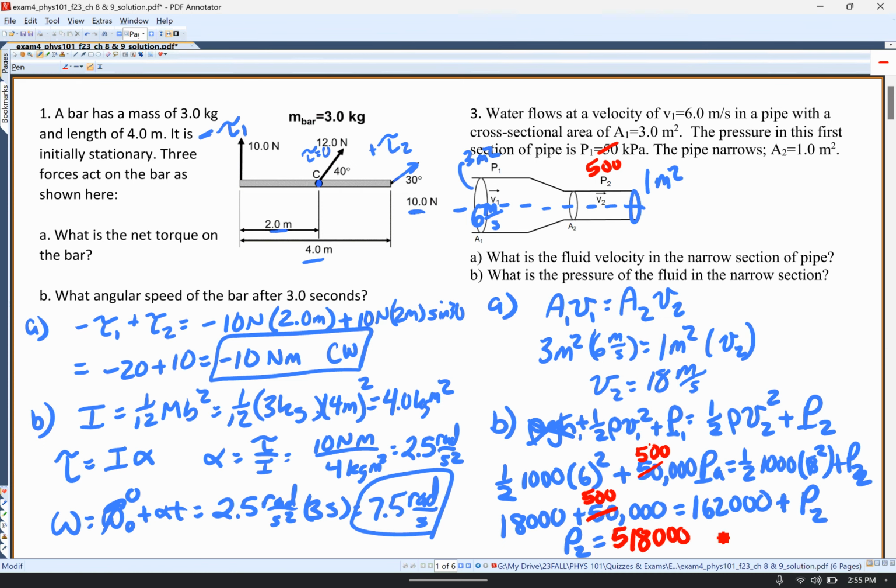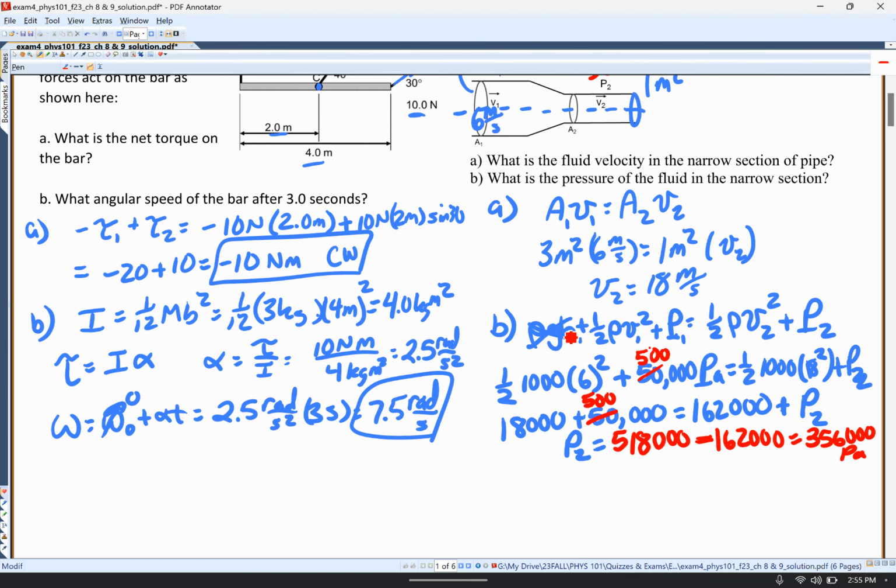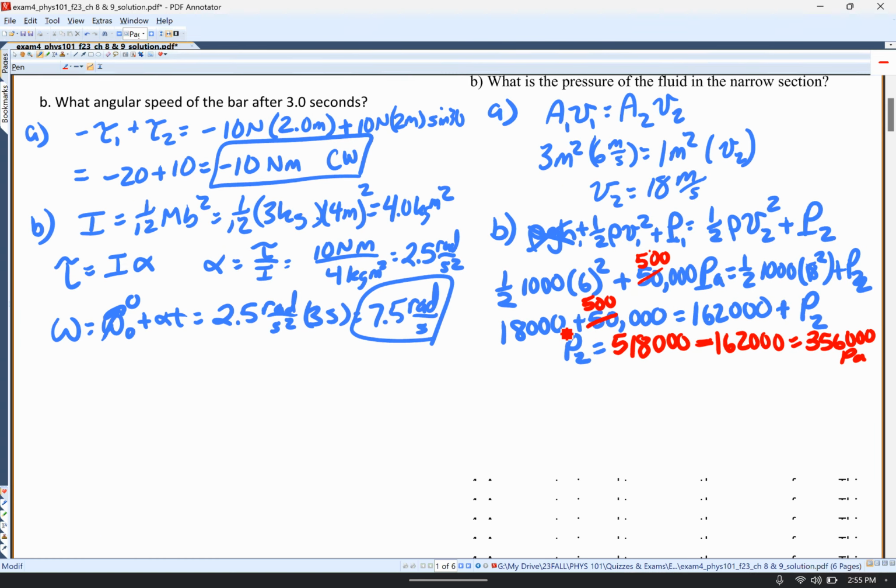518,000 pascals minus 162,000 pascals, which is going to be equal to 356,000 pascals, or 300 pascals. Oh, not a very realistic number. Sorry about that. I'll fix that. I might change it, but the way that you work it will be the same as that. Okay. All right. Yeah, that's it.